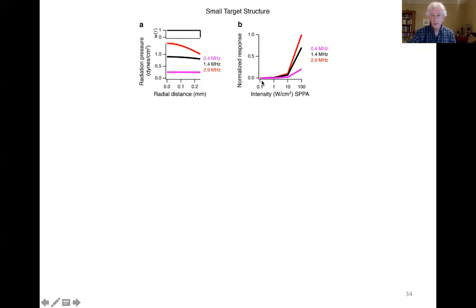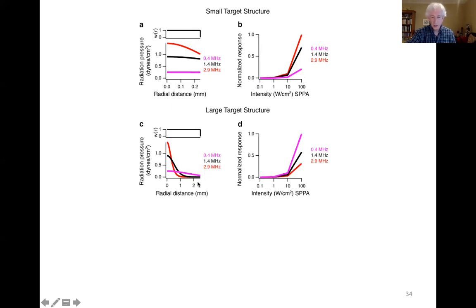Okay. So a higher acoustic frequency like 2.9 megahertz would cause a larger effect. And so you predict from that for the small target structure that the normalized response, let's say, would be greater for a high frequency than low frequency. If, however, you consider a large target structure over a few millimeters or so, then a focused 2.9 megahertz would only activate a small portion of it. Whereas even though at any one particular point the low frequency stimulus would have a smaller effect, because of the integration across this target structure, the effect overall might be greater. So integrating across this larger area, low frequency might end up having a larger effect.